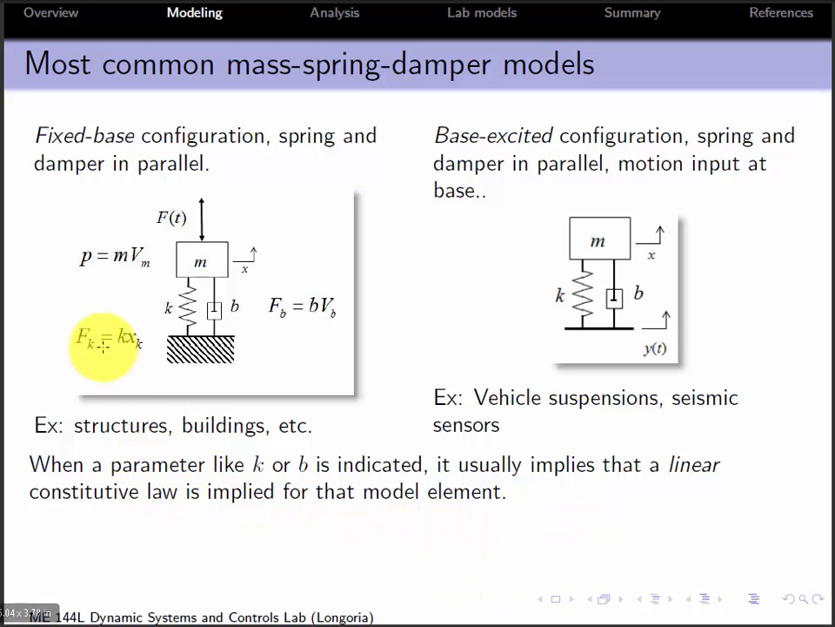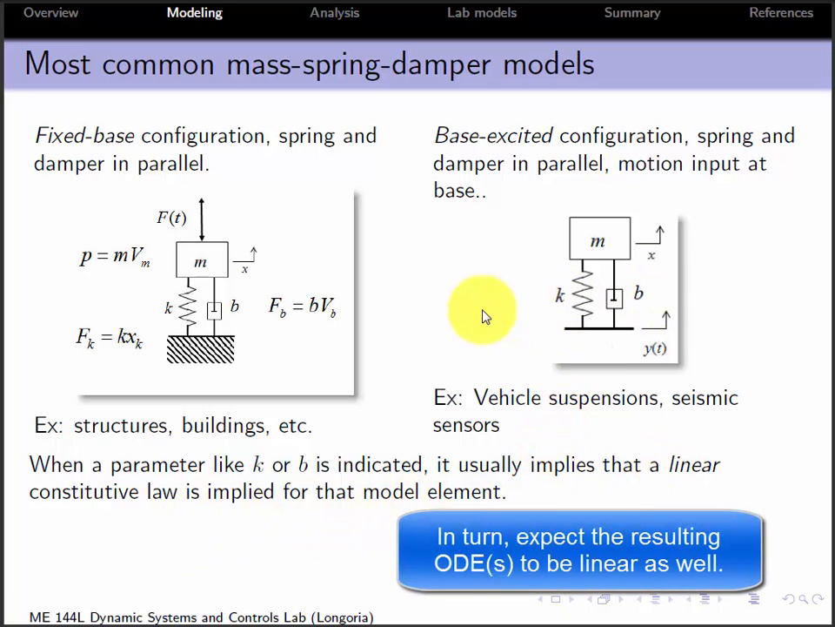Again, whenever you'll see the values K and B given as here, we're making the assumption that those elements are modeling materials or components that have linear constitutive relationships between the forces and their respective parameters, in this case velocity or displacement. Okay, and that's something that you will have seen in your dynamic systems class, for example.